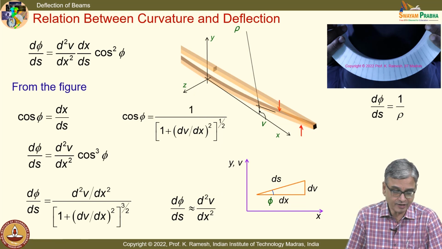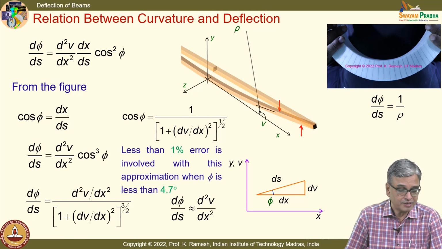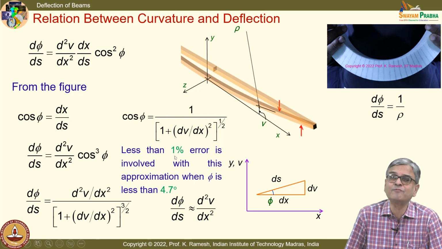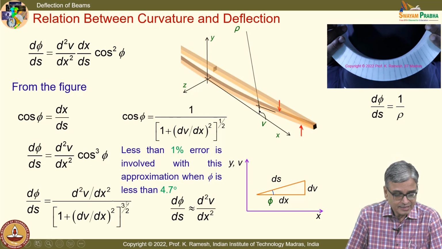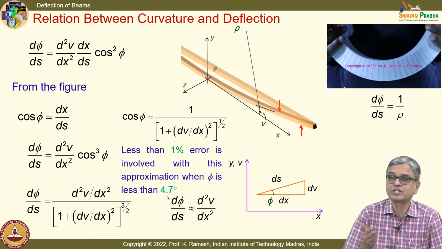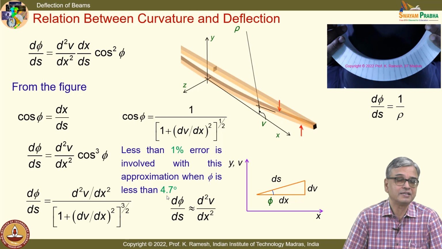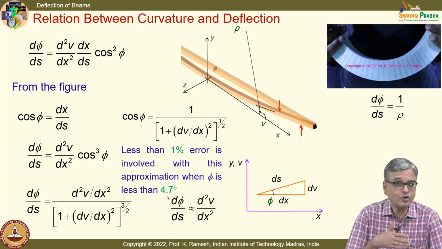So, we also recognize that we are doing an approximation, and by doing this approximation you make only less than 1% error. It is very small, provided the slope angle is less than 4.7 degrees. See, in actual practice the angle phi would be less than 0.5 degrees. If you really solve some of the problems, it will not go anywhere near 5 degrees.